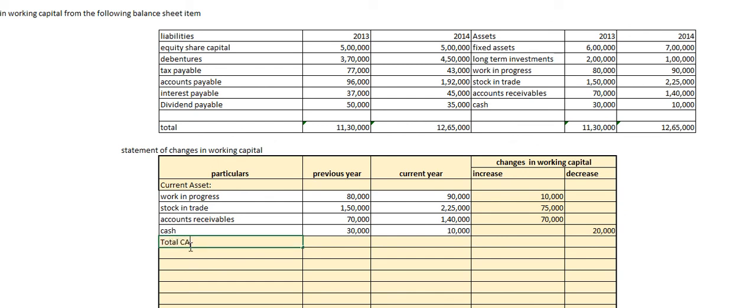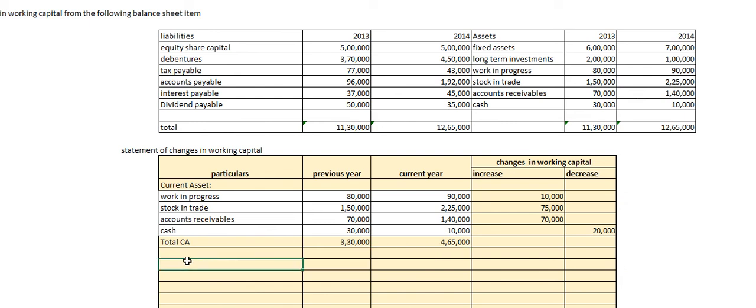So total up your current assets: 80,000 plus 1,50,000 plus 70,000 plus 30,000. So your amount is 3,30,000. In the same way, you total up your current assets for the current year: 90,000 plus 2,25,000 plus 1,40,000 plus 10,000, you get 4,65,000 for the current year total of current assets.